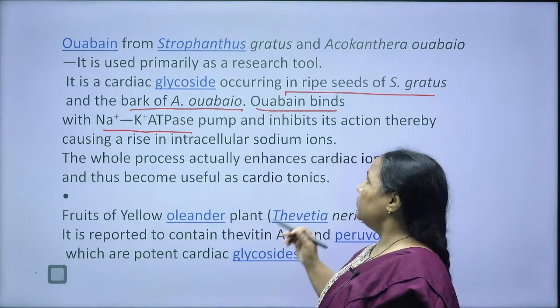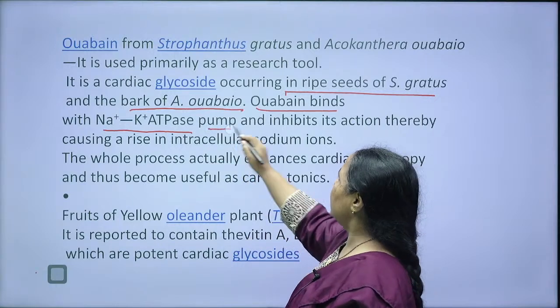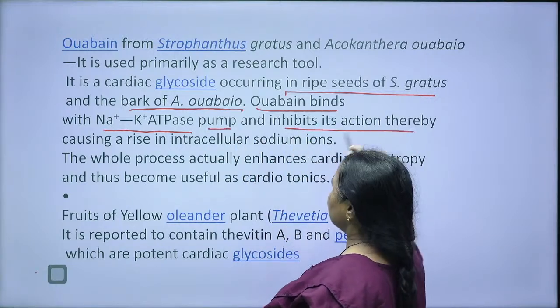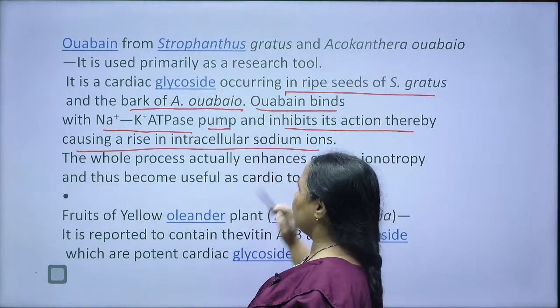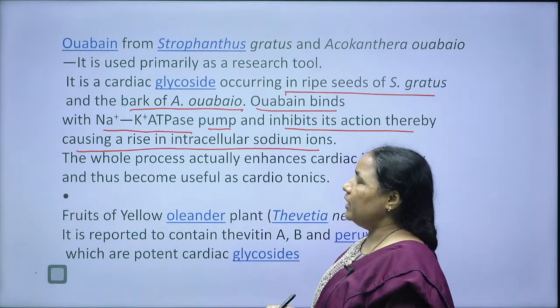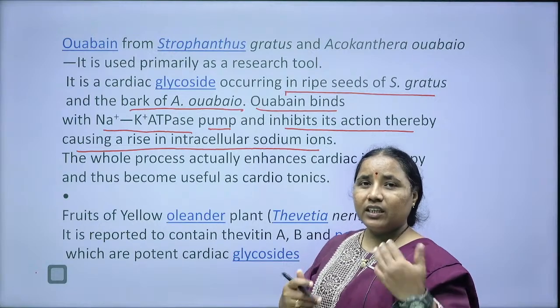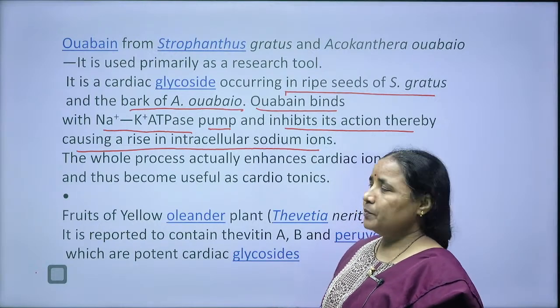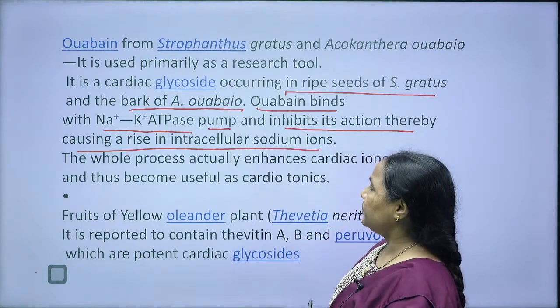ouabain, which is one of the major constituents, and it binds with the sodium potassium ATPase pumps and inhibits their action, thereby causing a rise in the intracellular sodium ions. The mechanism of action is that it binds to sodium ATPase pumps and increases the sodium levels. So, this is how it is used as a cardiotonic.